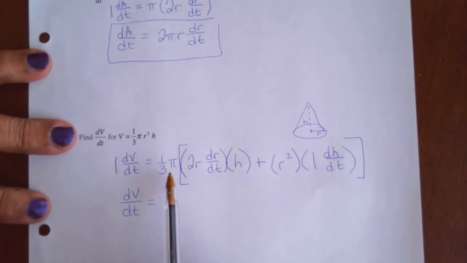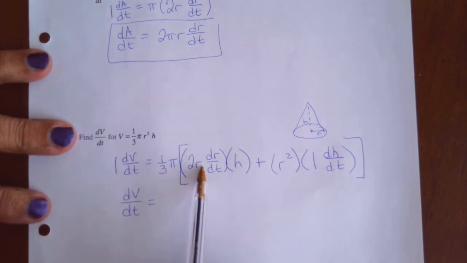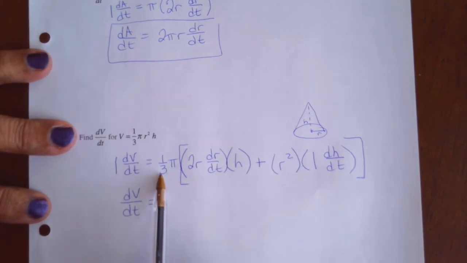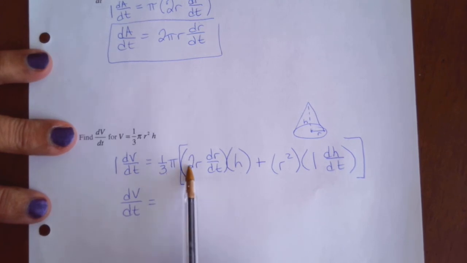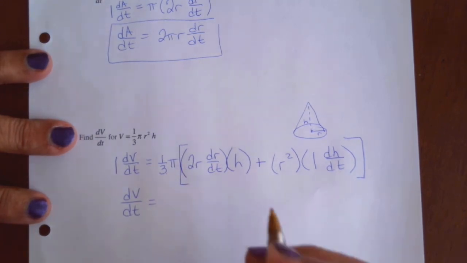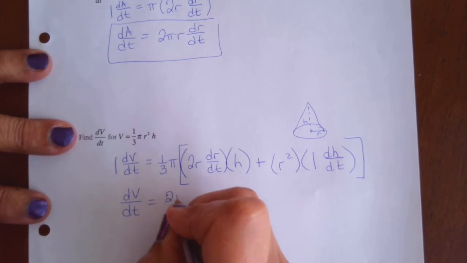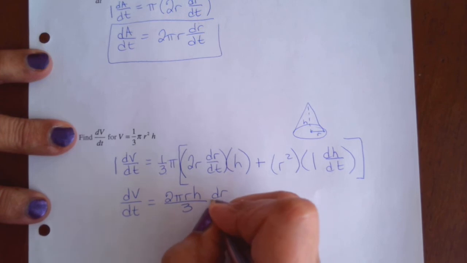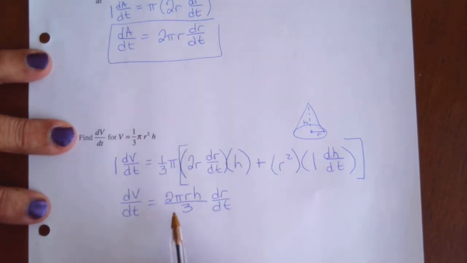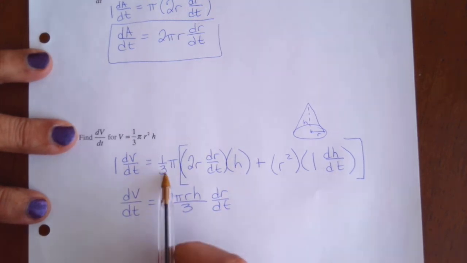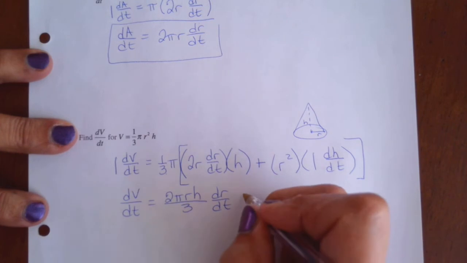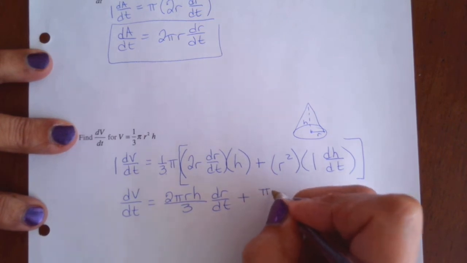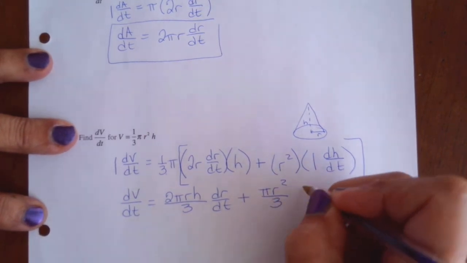All right, and then I can multiply 1/3 pi times all of this. So the only thing in the denominator is 3. So I have 2, r, h, and pi all in the top. So 2 pi r h over 3 dr dt. And you can write those variables in any order you want to. You could write 2 r h pi, it doesn't really matter. Okay, and then I'm going to do 1/3 pi times r squared. So that would be pi r squared over 3 dh dt.